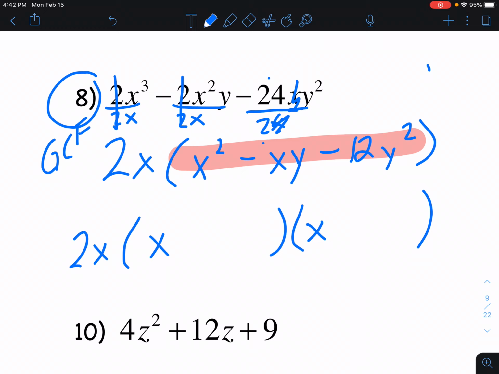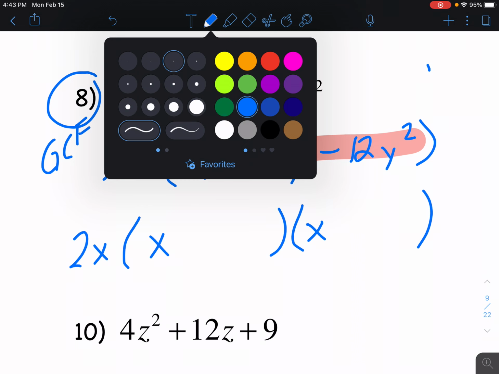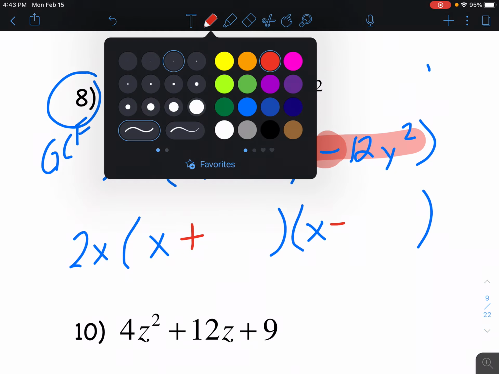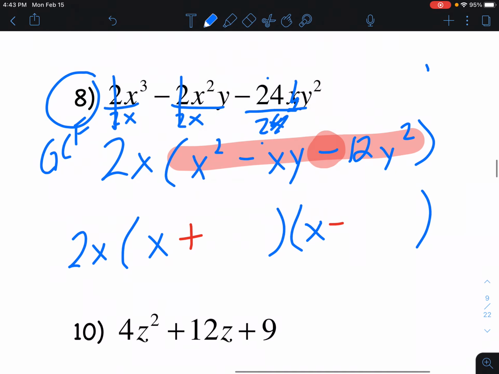What are my signs going to be? Plus, plus, minus, minus, plus, minus. Remember, if you don't remember, you need to pause this, go to YouTube and hit up your sign rules. Type in trinomial sign rules. So where do I look first? I look here first. When the C is a minus, what are your signs? Always plus minus. When the C is a minus, they're always plus minus.